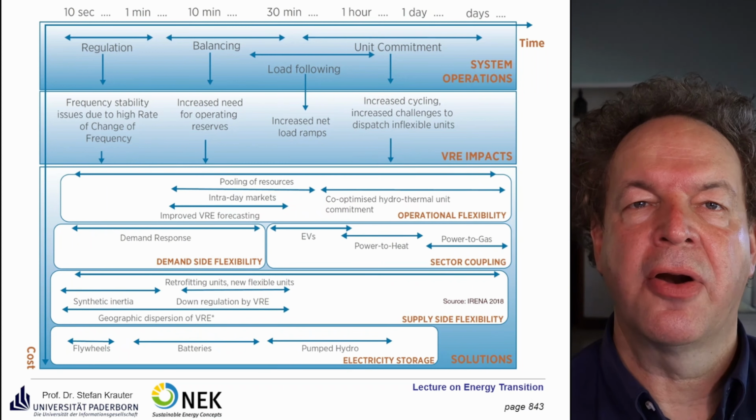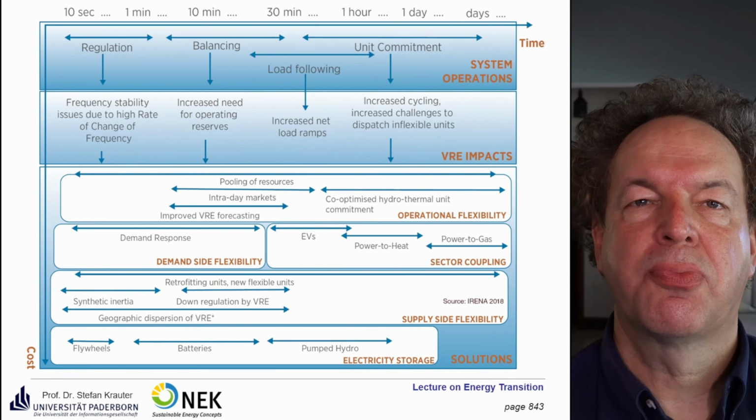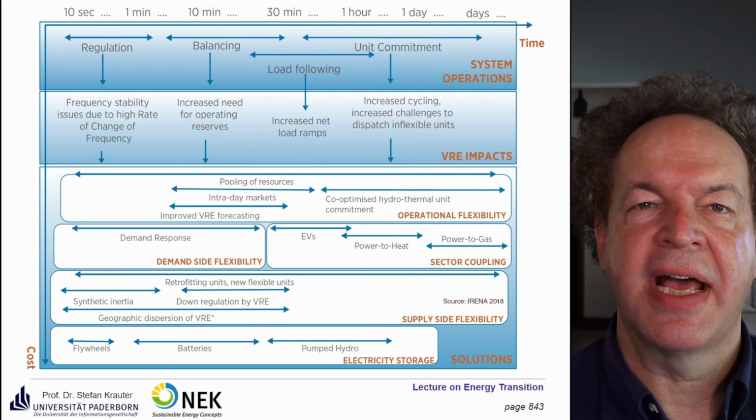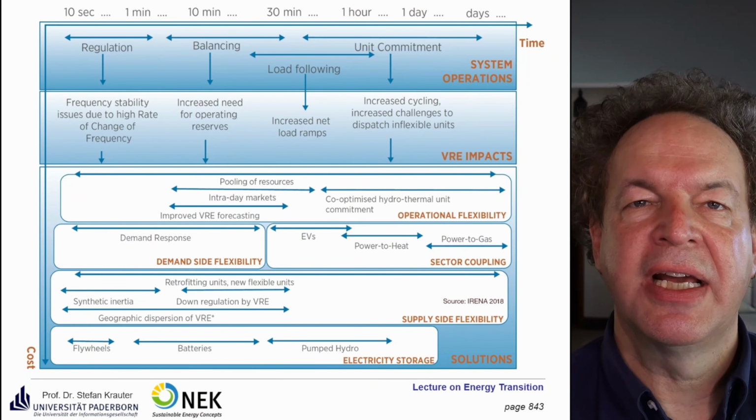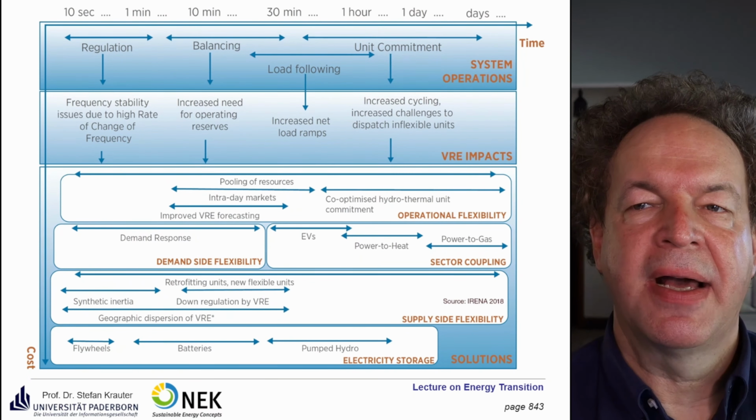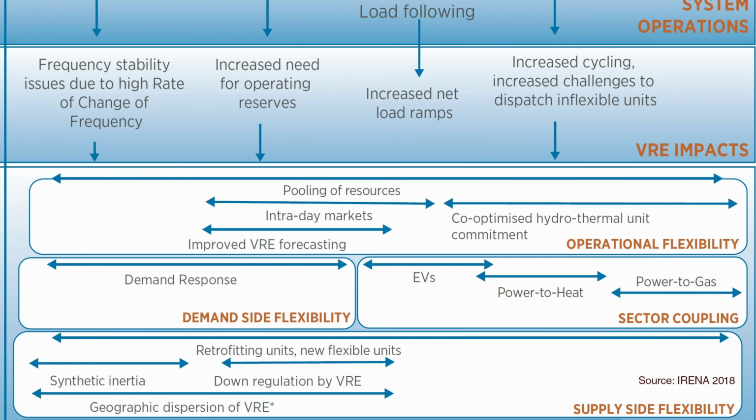Synthetic inertia are electronic units which provide the same parameters as this real inertia provided by the different turning masses of the synchronous generator. Also, you can throttle the variable renewable energy. That's also an option, but it's quite costly because you lose the throttled energy.